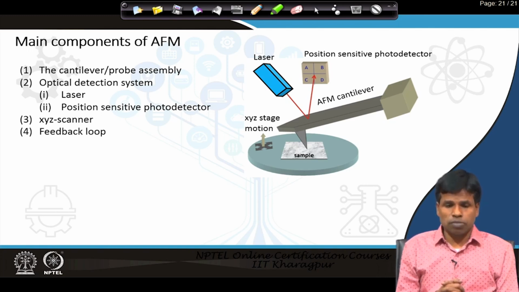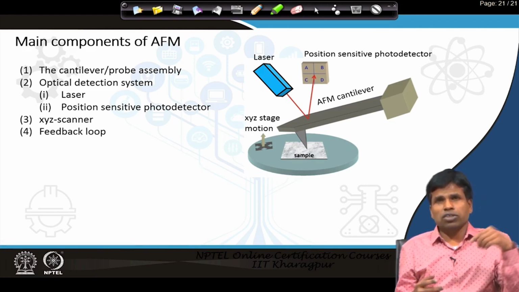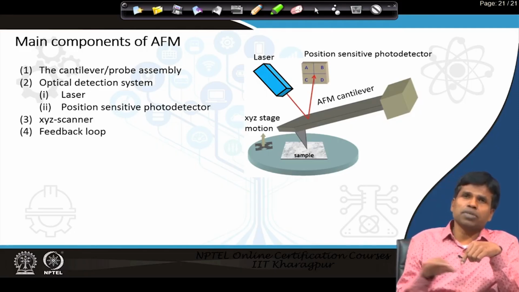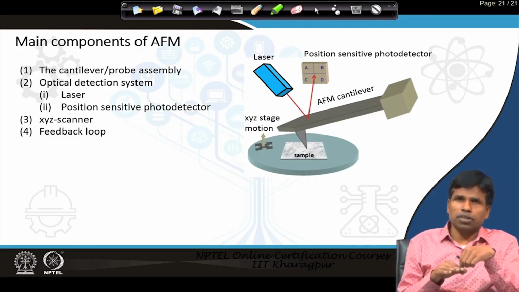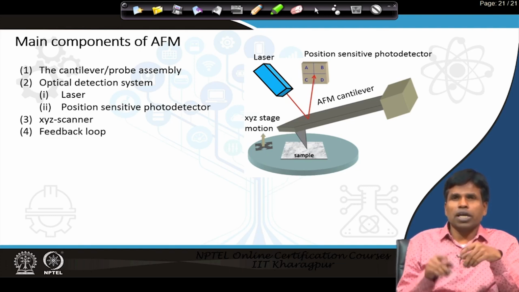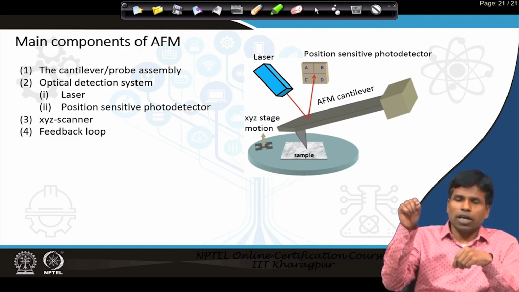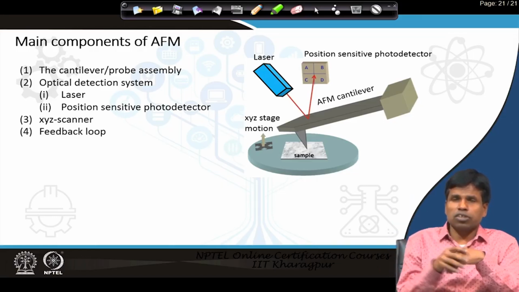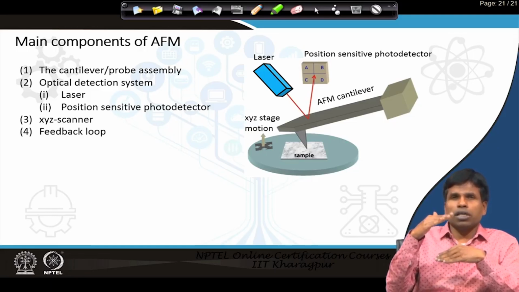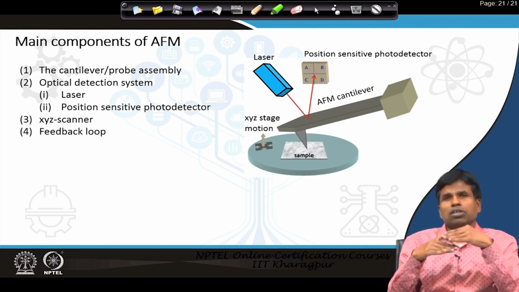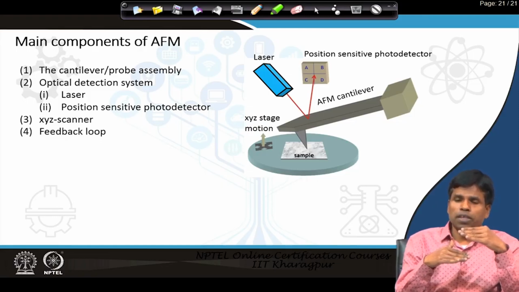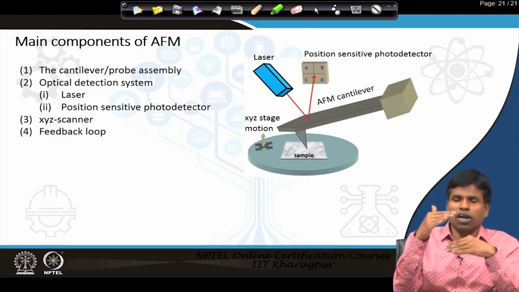Then the optical detection system: we have a laser here. The laser light falls on the back side of the cantilever, and therefore the back side of the cantilever is coated with a reflective coating, so that very high reflection of the laser beam occurs. The reflected beam then strikes a position sensitive detector, a photodetector. When the cantilever moves upward in the z direction, the reflection of the light also moves upward on the position sensitive detector, and we can calculate how much the cantilever has gone up.